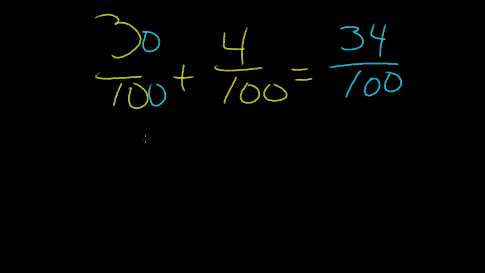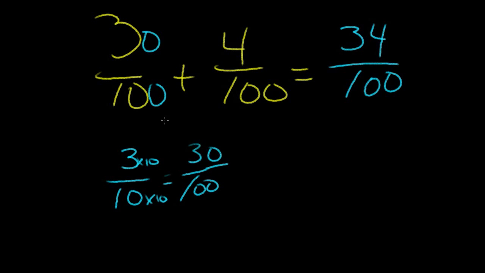We know that 3/10 is equivalent to 30 hundredths, because how do we make 3/10 equivalent to hundredths? We simply multiply top and bottom by 10. 10 times 10 is 100, 3 times 10 is 30. So 3/10 is the same as 30 hundredths. So anytime we're doing addition of unlike tenths and hundredths, we can quickly change the tenths fraction to hundredths and do our simple addition.